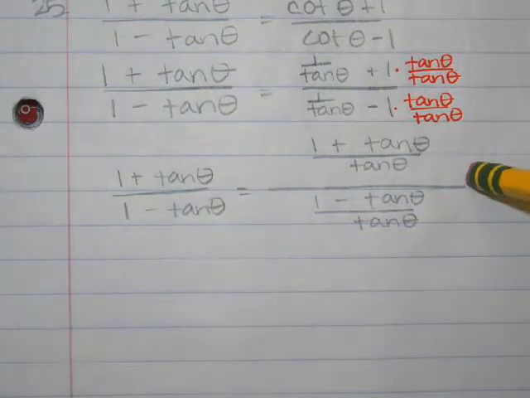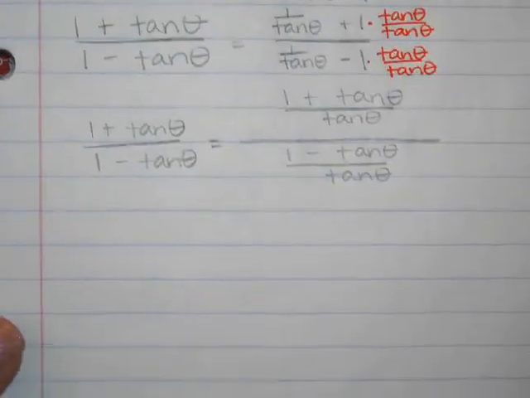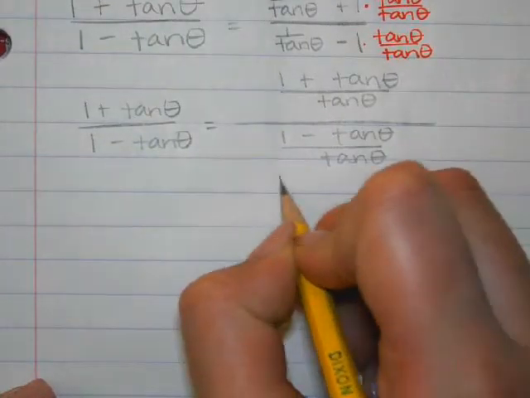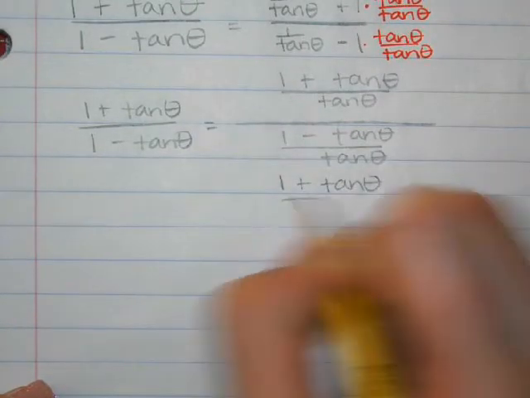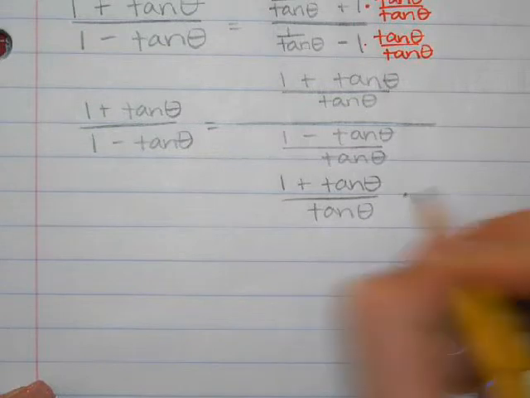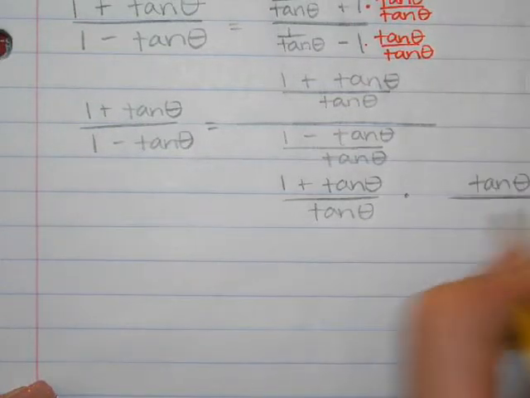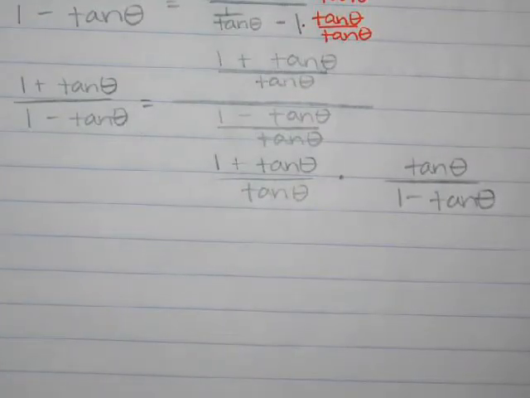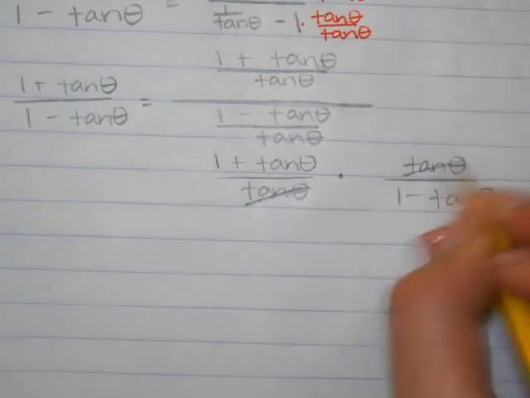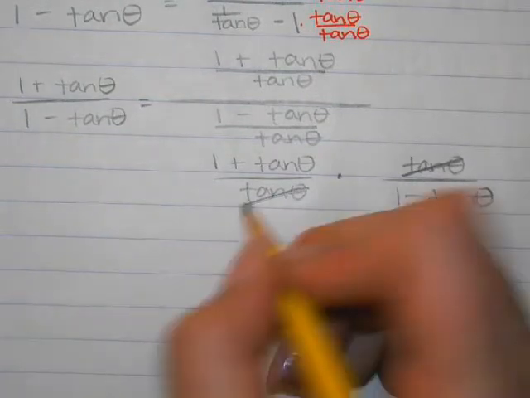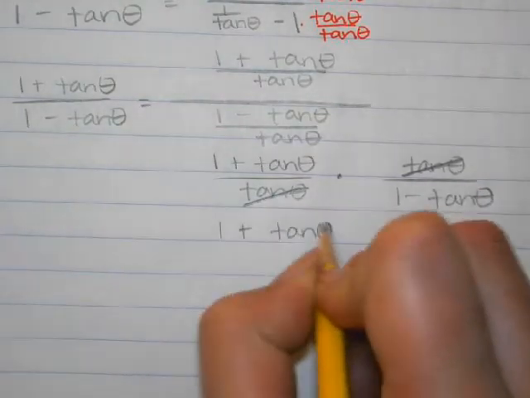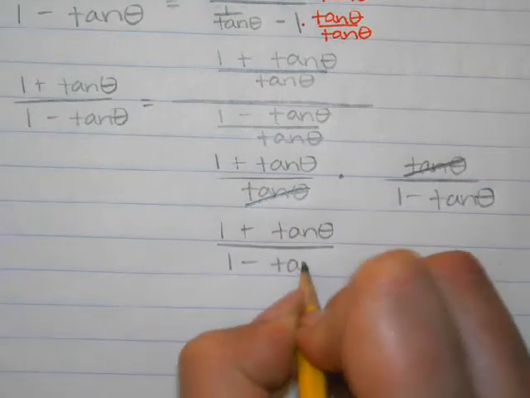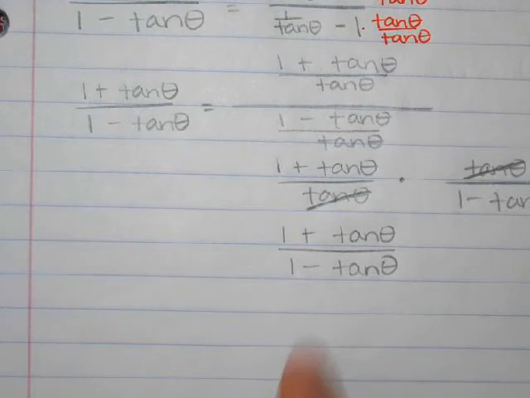All right, and then Olivia, what were you saying? Keep it, change it, flip it. So we have a fraction divided by a fraction, and when that happens, we always do keep it, change it, flip it. So I've got 1 plus tan over tan, and then I'm multiplying by tan over 1 minus tan. And what happens? Yeah, the single tans cancel, and we're left with 1 plus tan over 1 minus tan, and that is identical to the left side.